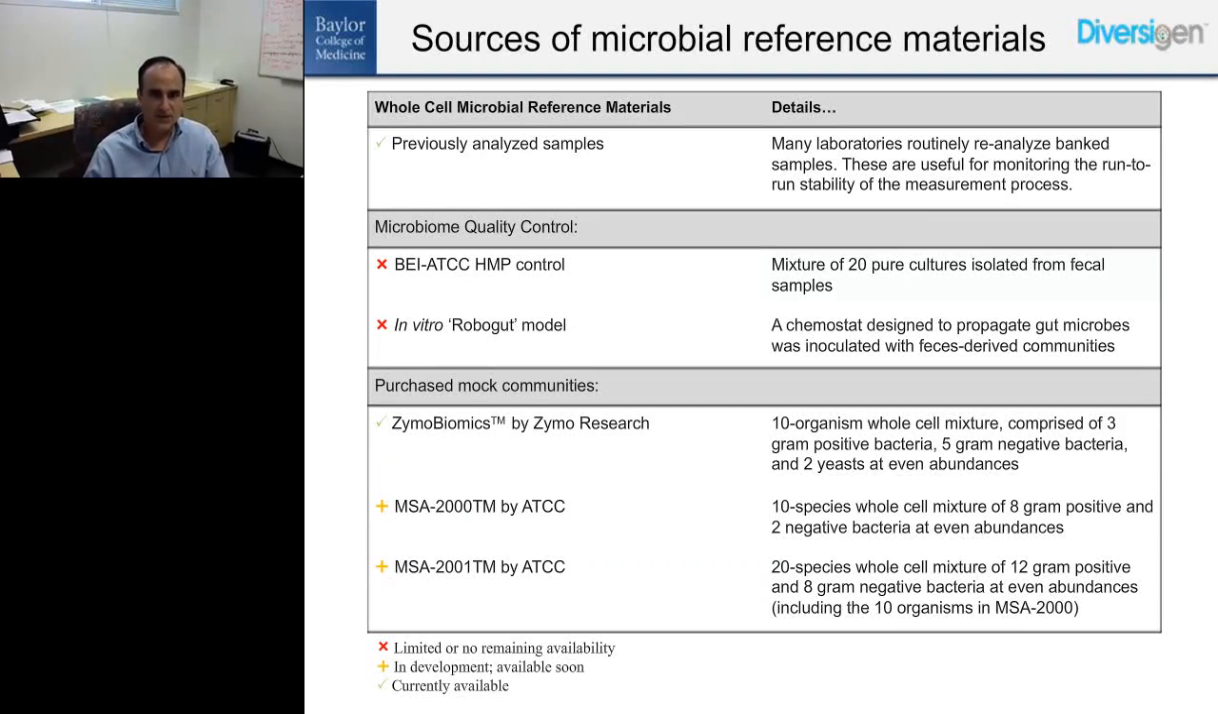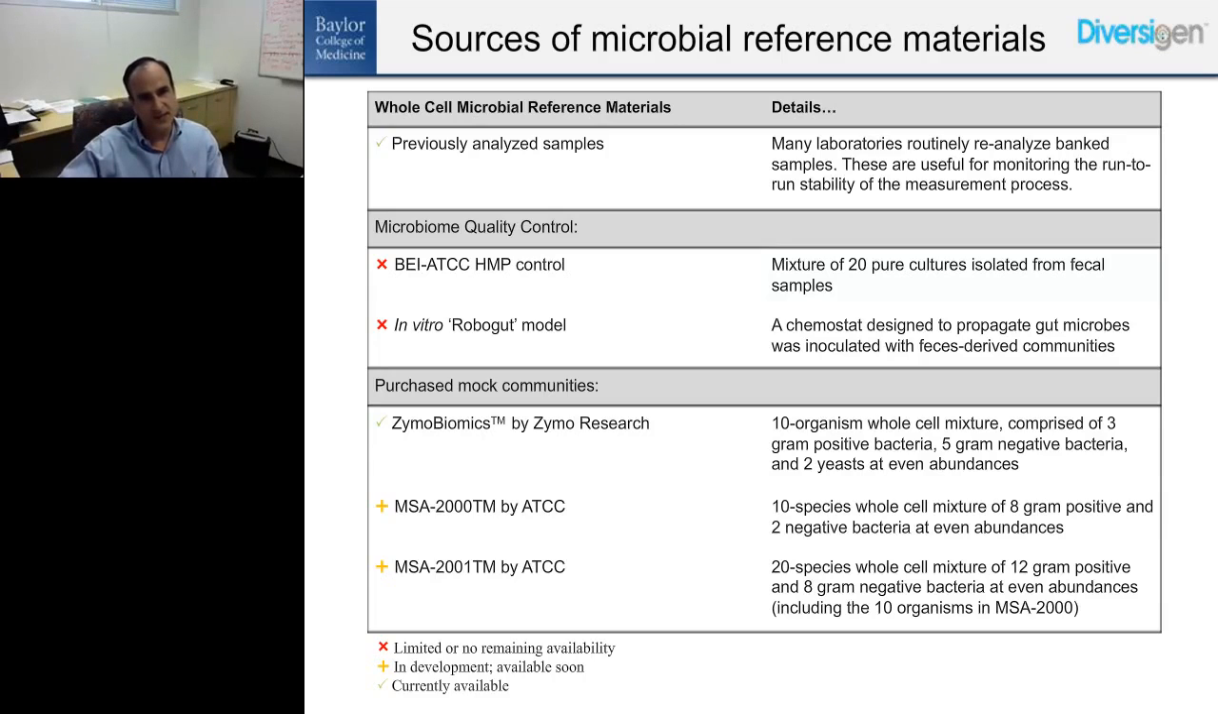So, what sources of reference materials are available to us commercially or in the laboratory? At the very top of the slide would be previously analyzed samples. As I was talking about the accreditation process, I would refer to previously analyzed samples. So we would take a pool of previously sequenced samples and we would compare that data to the previous one. So that's obviously something every lab has access to.